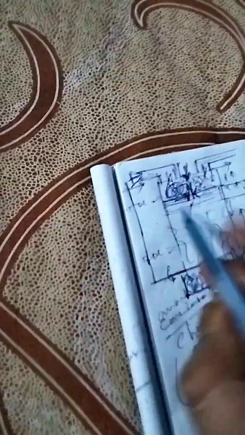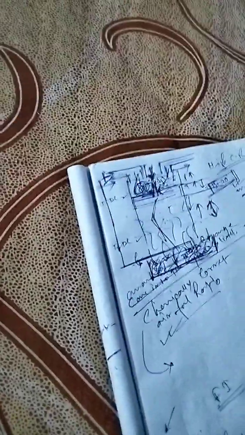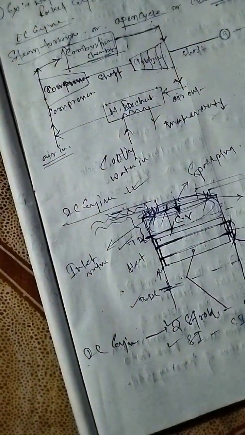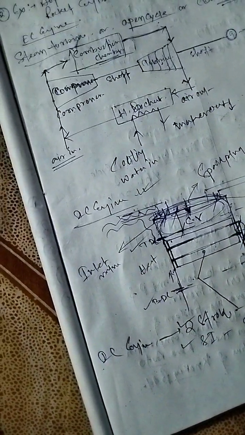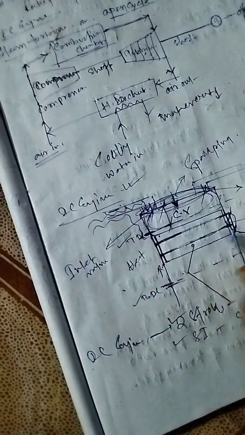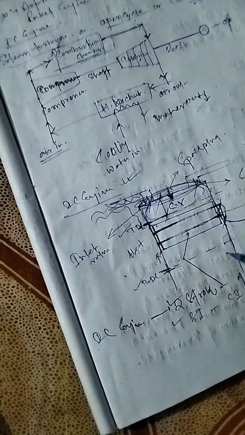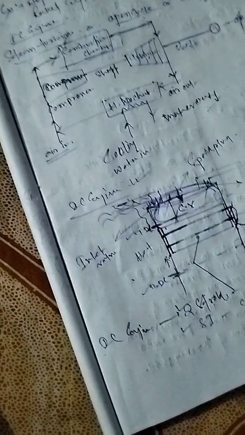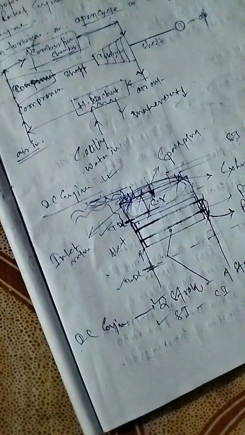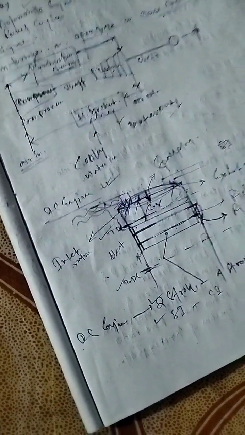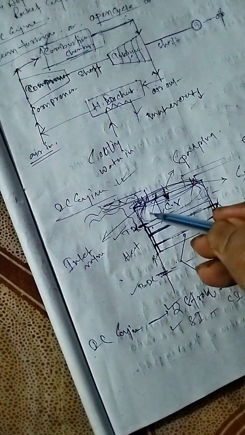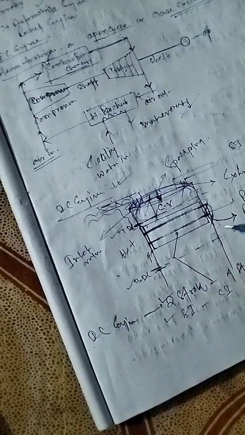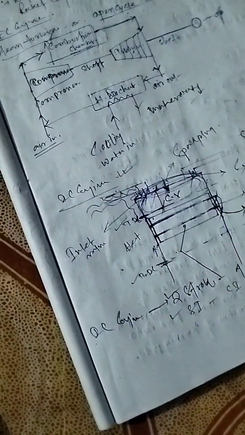And the purpose of the piston rings: the bottom piston ring prevents the lubricating oil from moving to the upward portion, because in the upper portion there will be massive heat. And the function of the upper piston ring is that it prevents the burnt gas from coming down to the bottom portion. So this is the function of the piston ring.